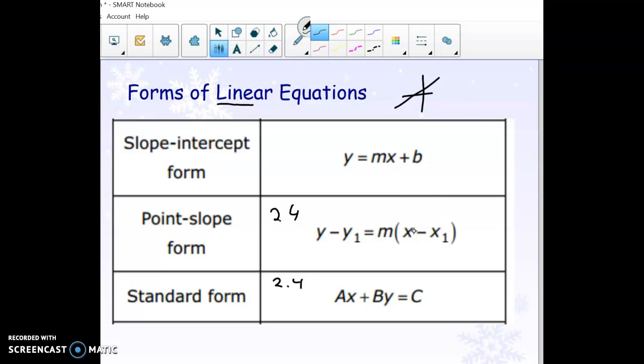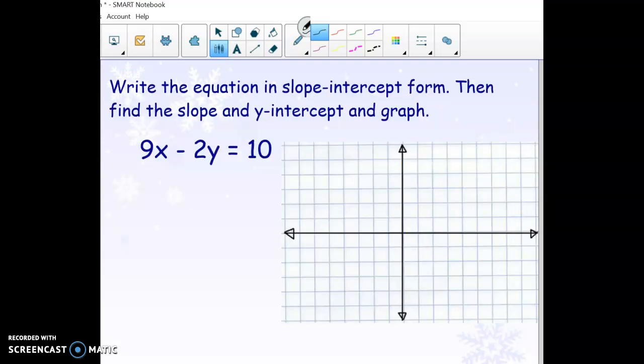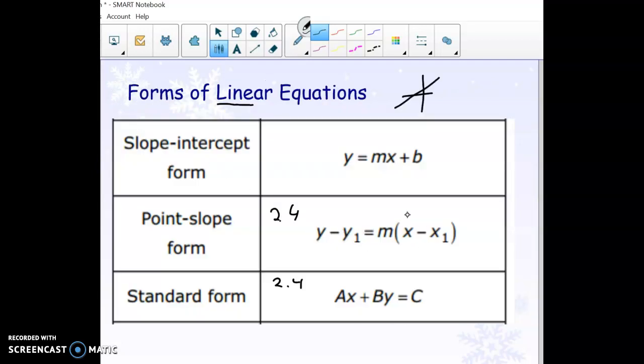So I forget what the question is. Yeah, this one looks like it's in standard form, and you have to convert it up here to slope-intercept form. So part of this chapter is being able to convert between the different forms for a line.